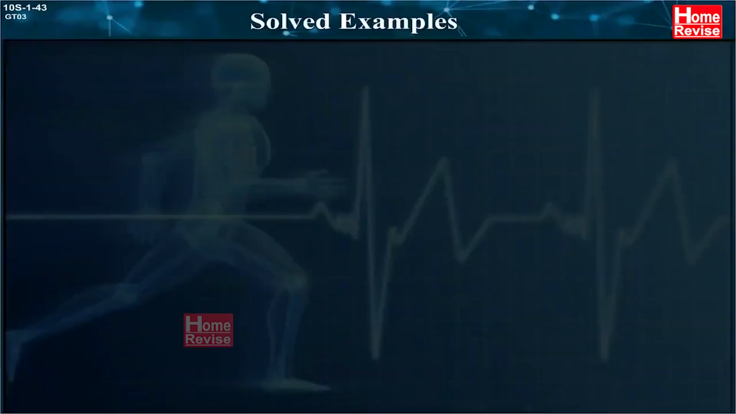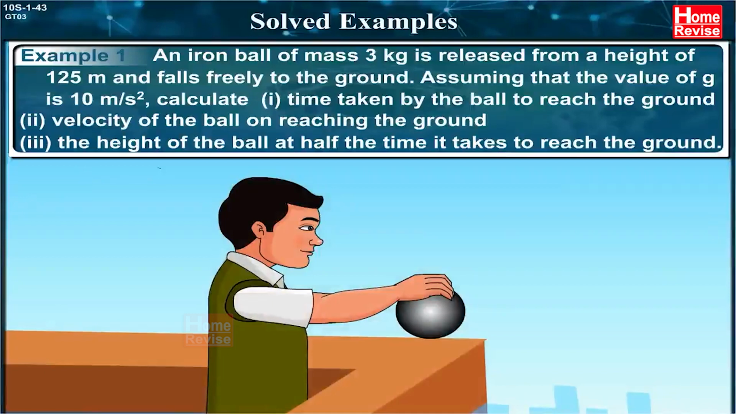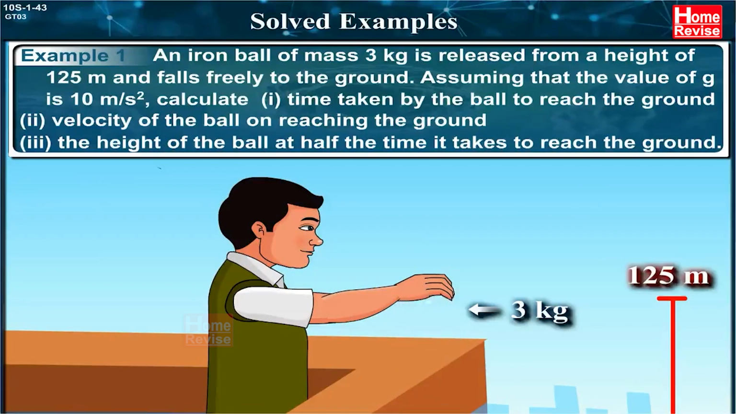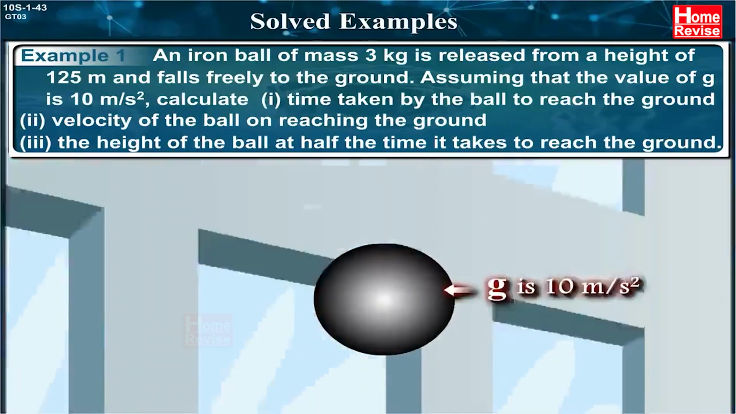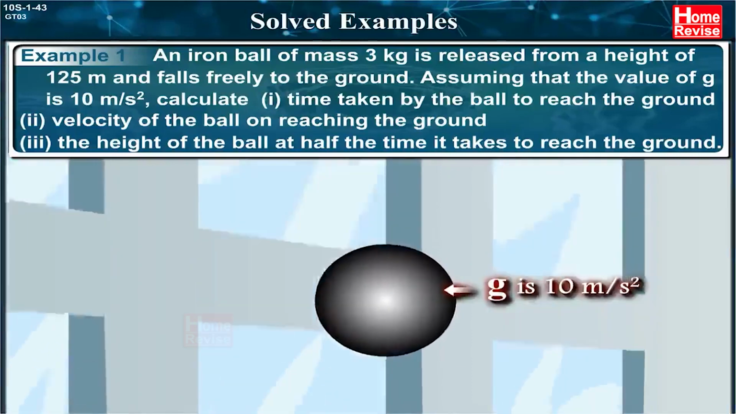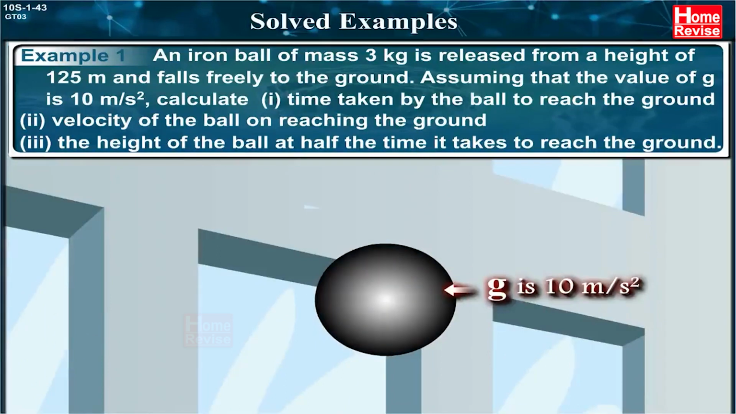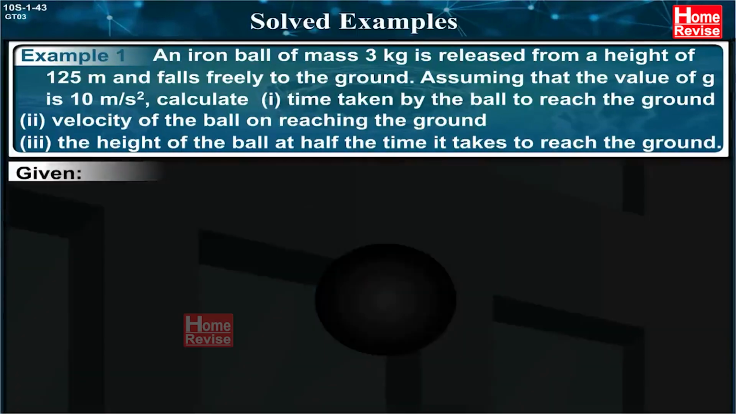Solved examples. Example 1. An iron ball of mass 3 kg is released from a height of 125 meter and falls freely to the ground. Assuming that the value of g is 10 meter per second square, calculate first, time taken by the ball to reach the ground, second, velocity of the ball on reaching the ground, third, the height of the ball at half the time it takes to reach the ground.